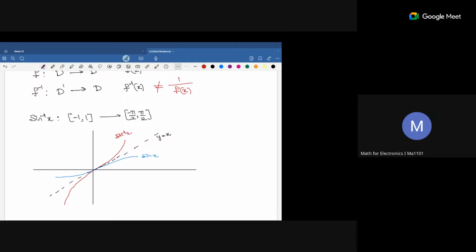A few properties. Sine inverse x is again an odd function. So sine inverse of minus x will be minus sine inverse of x. That is, f of minus x will be minus f of x, which implies it's an odd function.